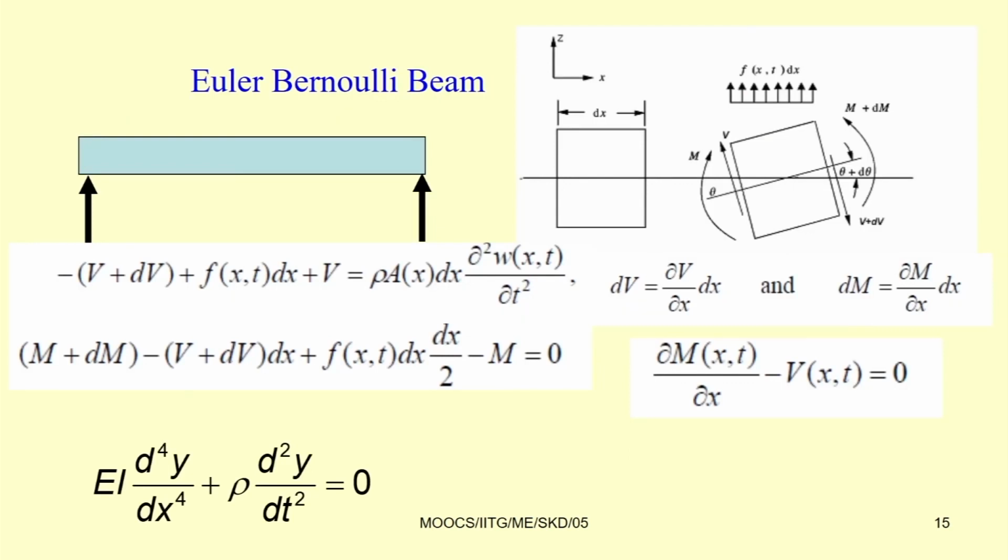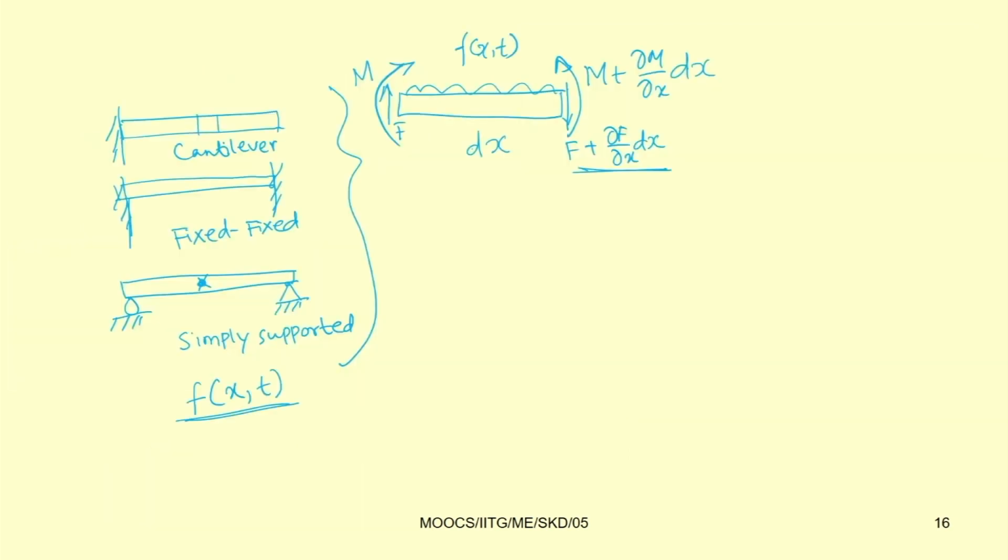So, let me write this equation. You can write F or you can write V also; in some books F is replaced by V. So, the equation of motion will be: F upward, taking upward force as positive and downward force as negative. The net force acting on the system will be F minus F minus ∂F/∂x times dx.